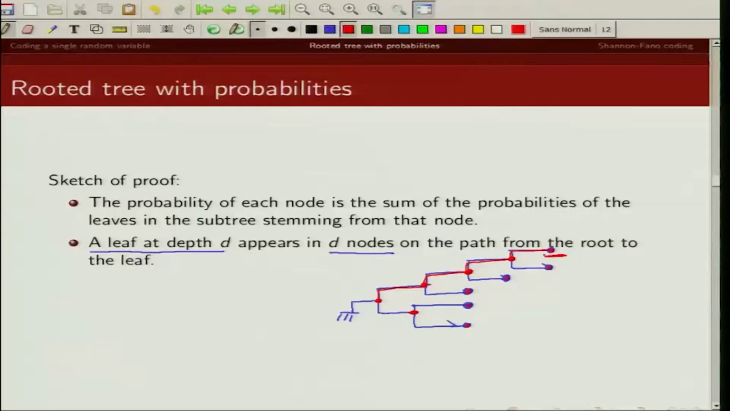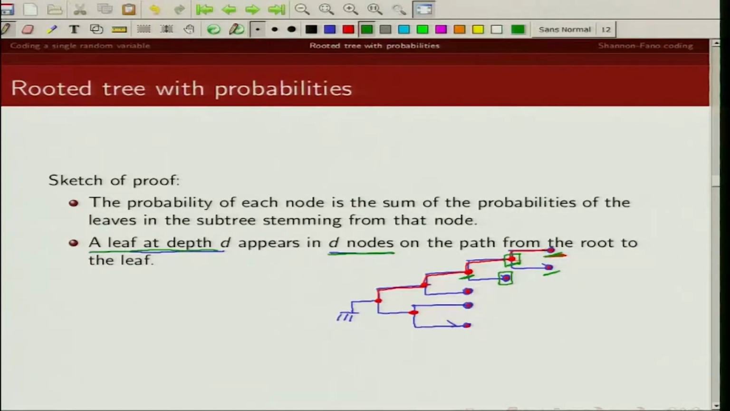Now we know the probability of each node is the sum of probabilities of the leaves in the subtree stemming from that particular node. So the probability of this particular node is nothing but the probability of this leaf plus the probability of this leaf. Correct? Similarly, what is the probability of this node? This probability plus this probability. Now please note that a leaf at depth d appears in d nodes on the path from leaf to the root.